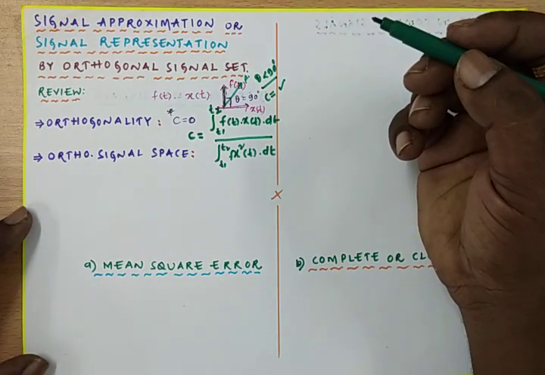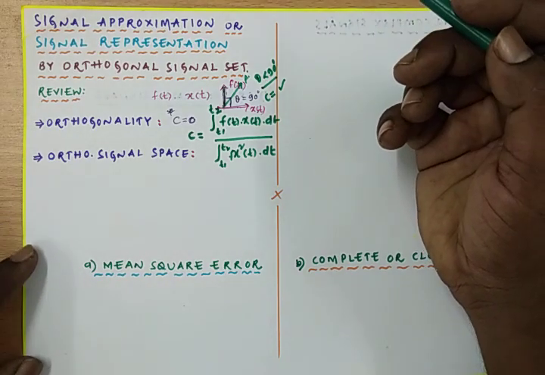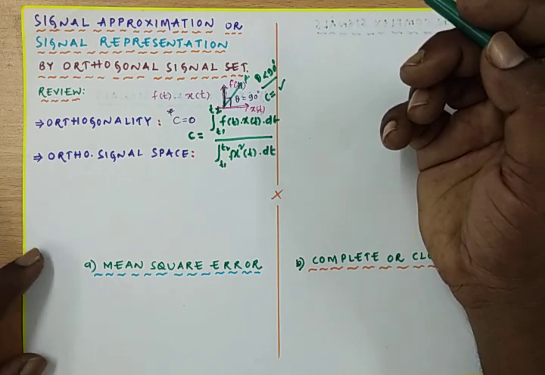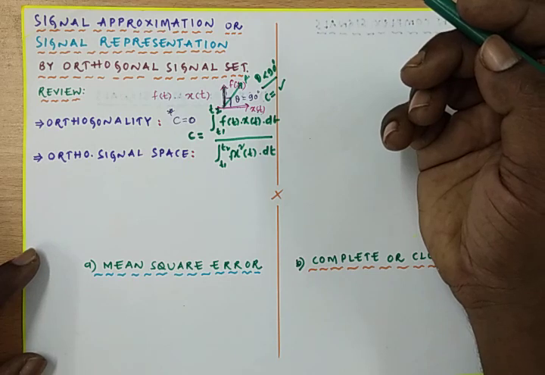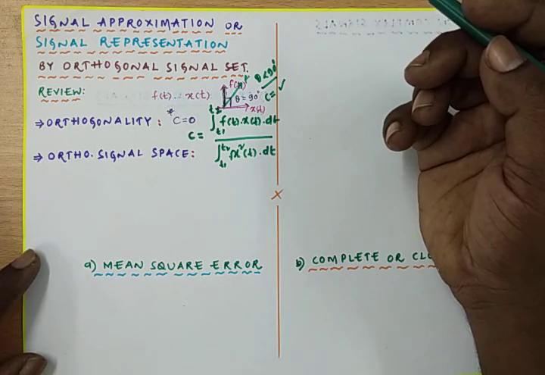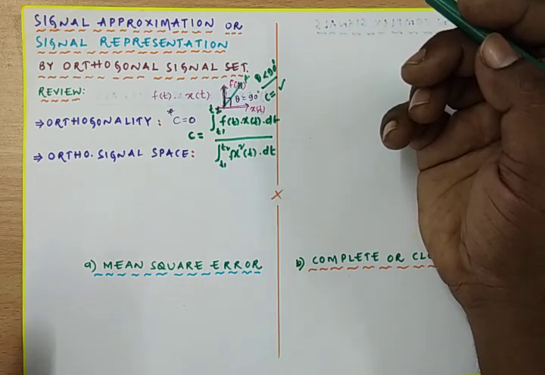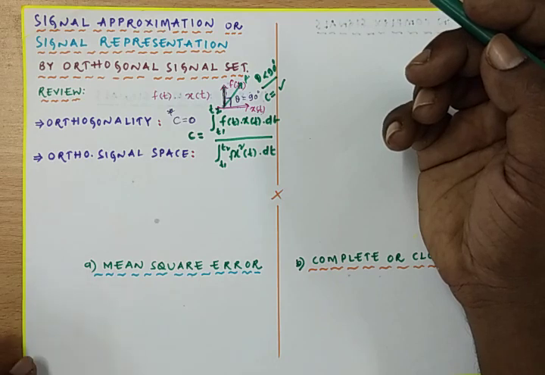If we get c as a non-zero value, then the given signals are not orthogonal signals. The condition for orthogonal signals is that c must be 0. That means the angle between the two given signals must be equal to 90 degrees. In such cases, one signal cannot project any component along another signal.